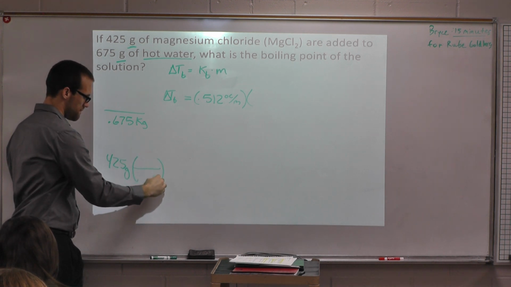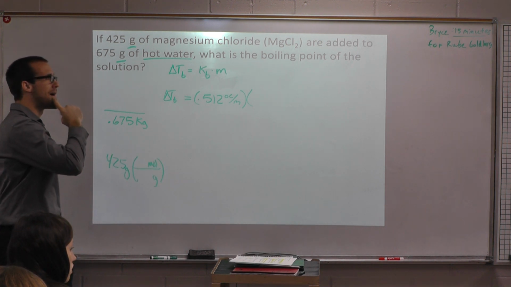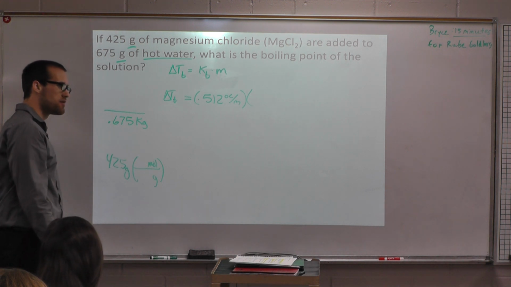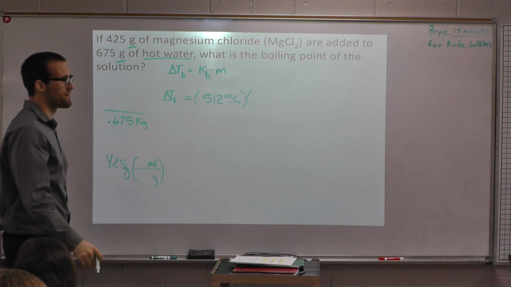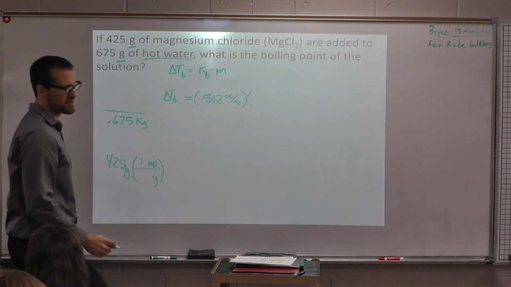So kilo is 10 to the negative third, right? 10 to the third. But you're dividing by it, so you could say multiplying by 10 to the negative third. Okay? Anybody figure out the molar mass of this guy yet?